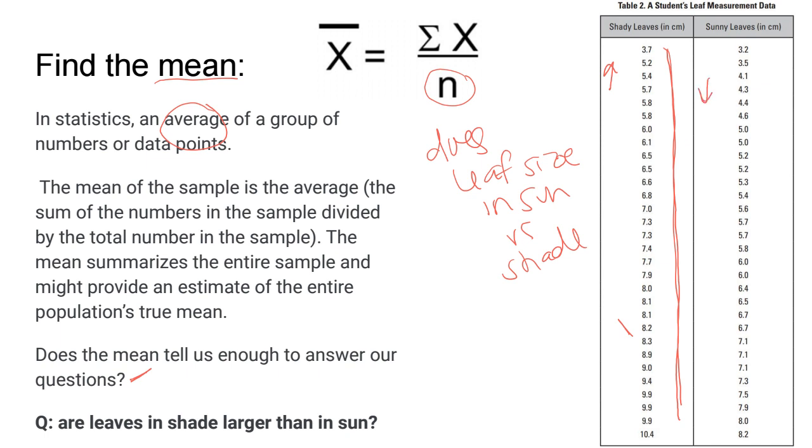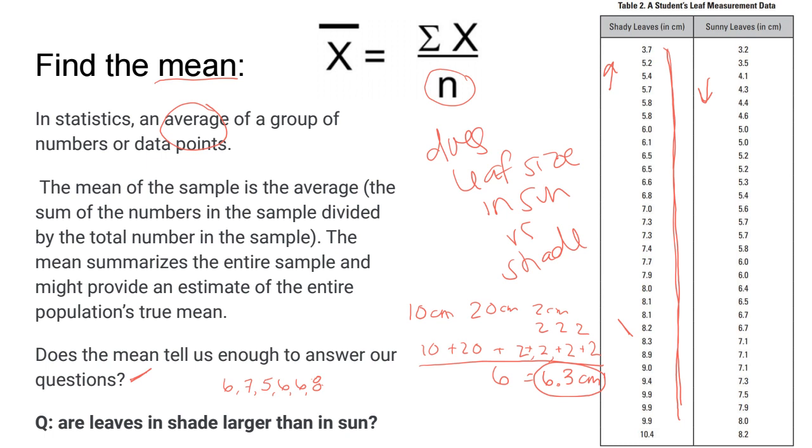But just because there's a difference in the mean, that is not enough information. Think about this. If you had a population and let's say you calculated the leaf sizes are 10 centimeters and then 20 centimeters and then 2, 2, 2, 2. If you add up all of them and divide by the total, there are 6 individuals, and you get 6.3 centimeters as the average.